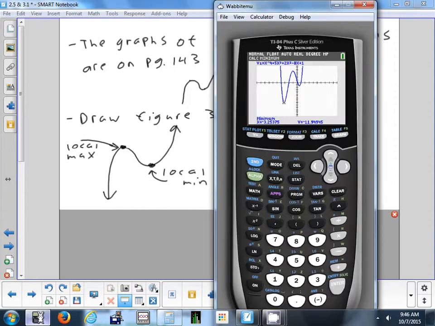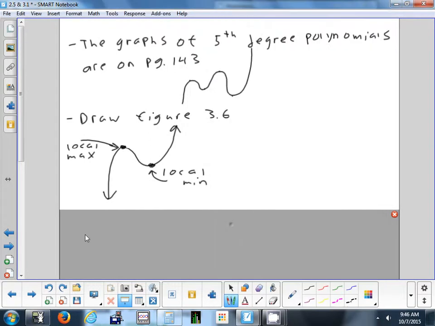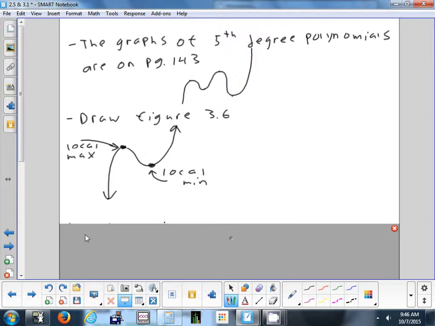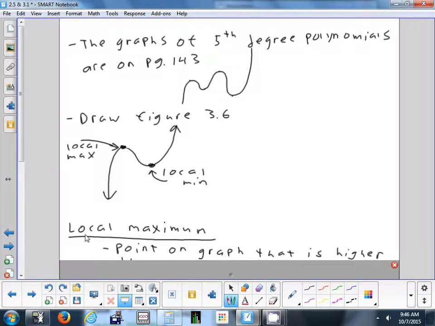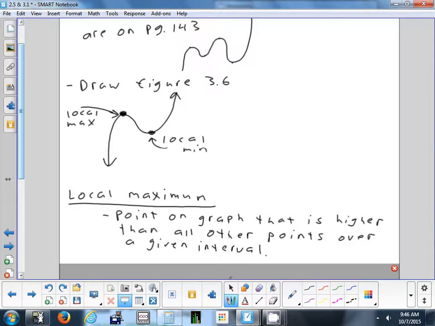This graph right here and this graph right here have what we call local minimums and maximums. Basically, a local maximum is a point that's higher than everything else around it. I'm not saying this is the highest point in the entire function, because this goes up forever. But it is the highest point in this small area. So that's called a local maximum. It's a point that's higher than everything else around it.